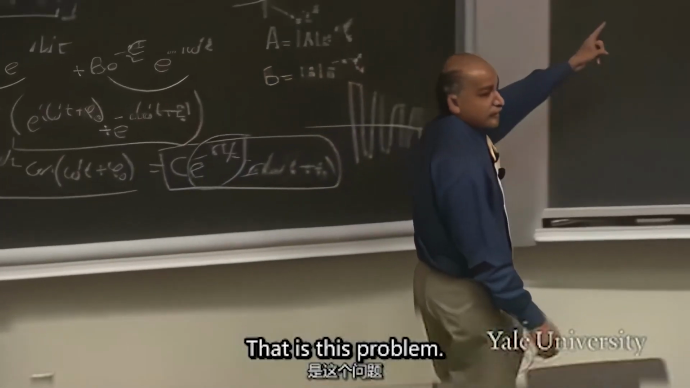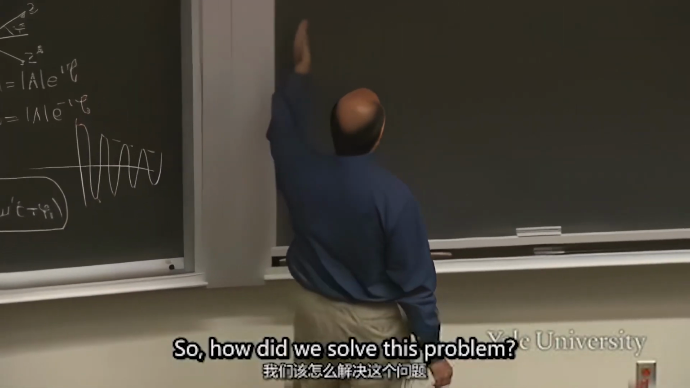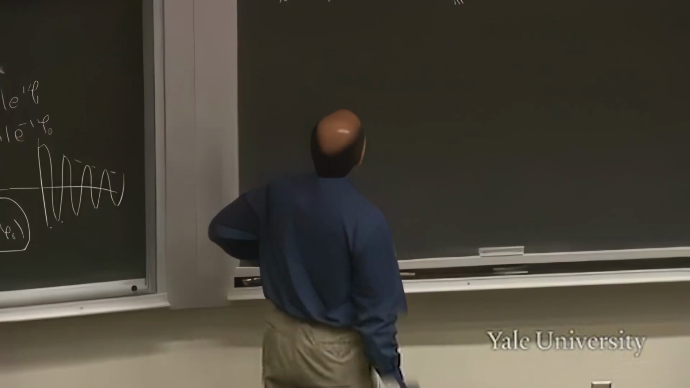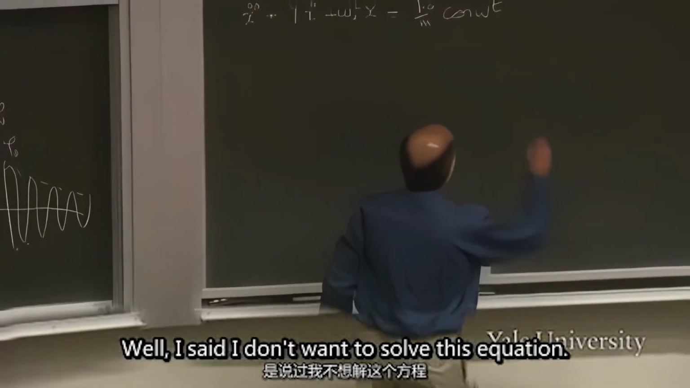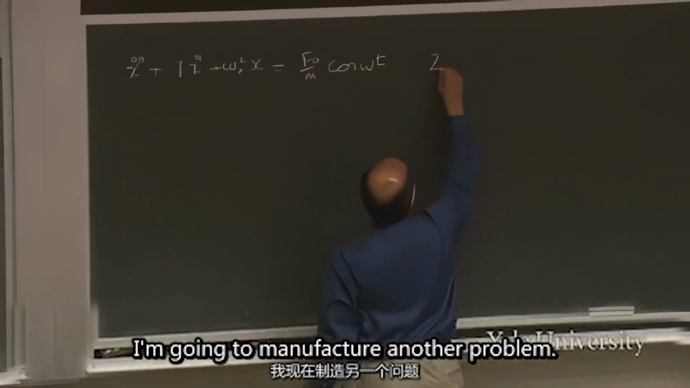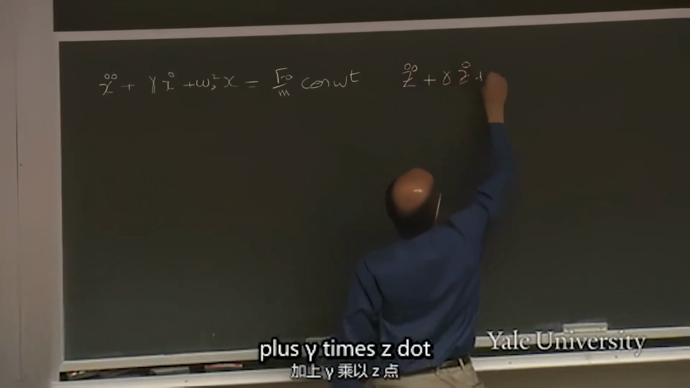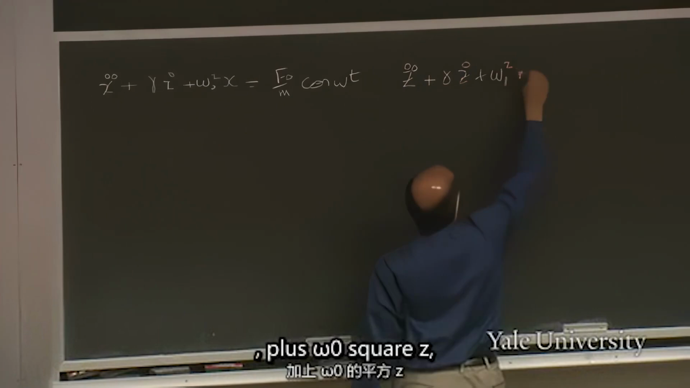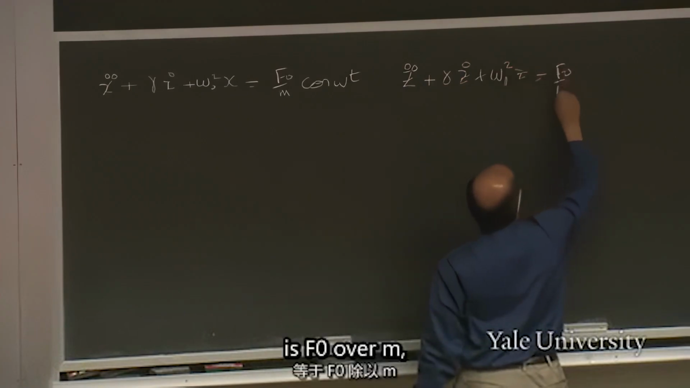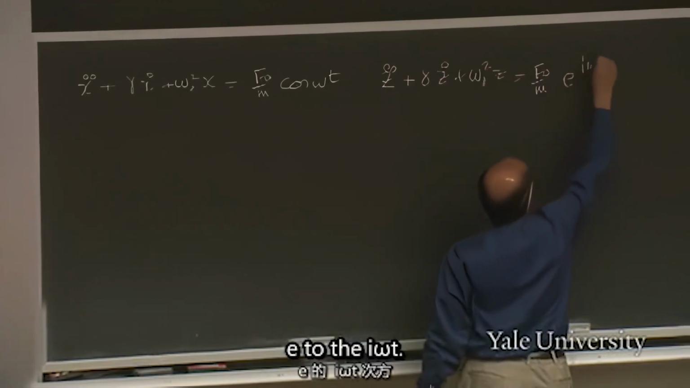That is this problem. So how did we solve this problem? Well, I said, I don't want to solve this equation. I'm going to manufacture another problem. Z double dot plus gamma times Z dot plus omega naught squared Z is F naught over M e to the i omega t.